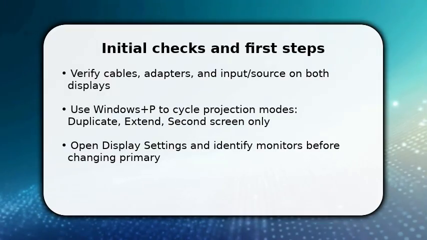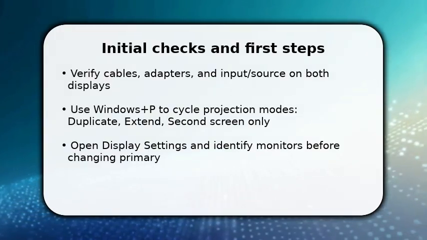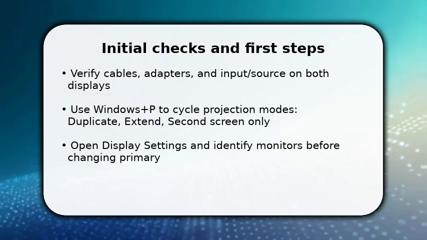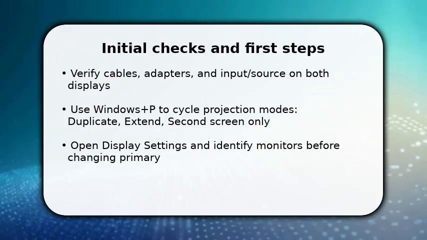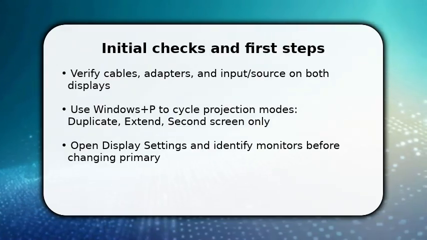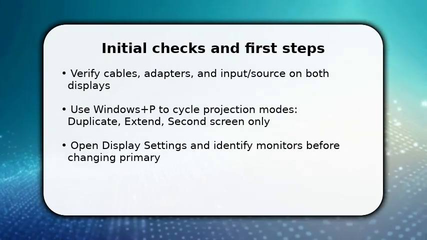You start by confirming physical connections and inputs, so you eliminate simple faults. Once done, press Windows plus P and cycle modes to force detection. Make sure to try duplicate then extend. Next, open display settings and click Identify so you know which screen is labeled 1 or 2.